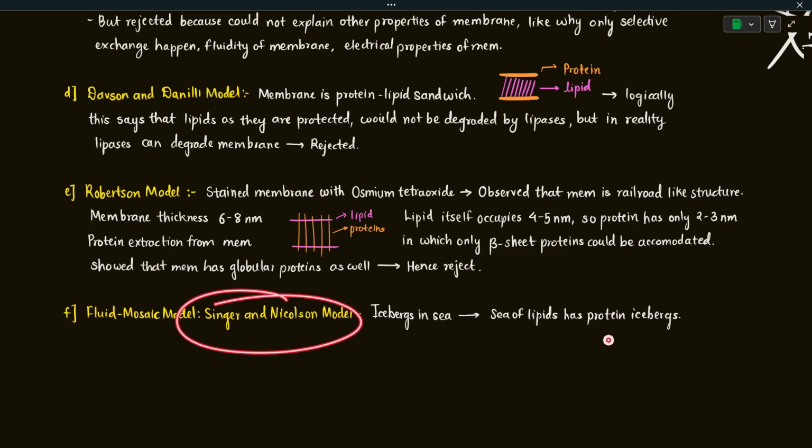So with this, I conclude the lecture. In the next lecture, we'll learn about this model, like why it said that it is fluid and how the fluidity of the membrane was proved. We will also learn in detail about the exact composition of the membrane, how it is made up of phospholipids, sphingolipids, and all. We will also learn about the functions of the plasma membrane and the membrane proteins.